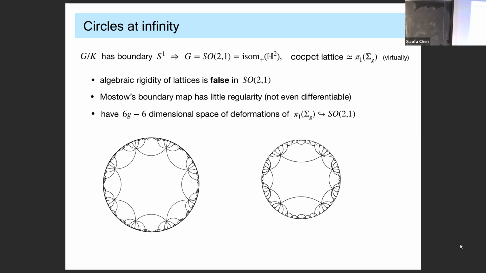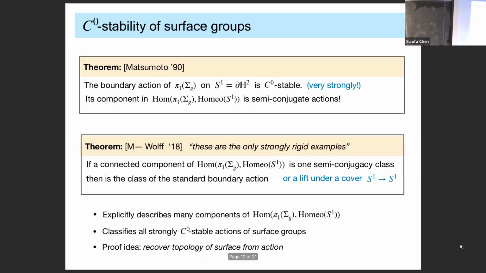Okay, so bad news. But maybe the question is, if I am not concerned about staying inside a Lie group and understanding conjugacy in my Lie group, maybe I could recover some rigidity. And in fact, I do. So Matsumoto showed in 1990 that this kind of boundary action, the action of a surface group on the circle, as you move through your Lie group, you're no longer conjugate in your Lie group, but you're always conjugate by some homeomorphism.